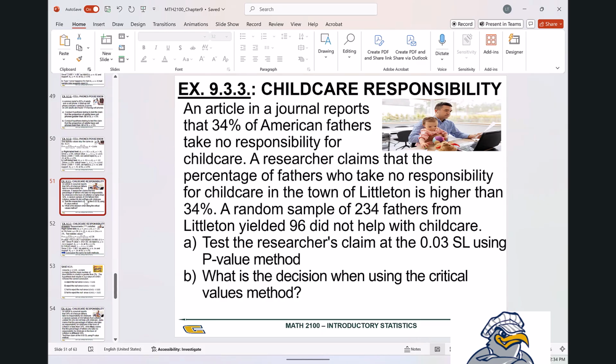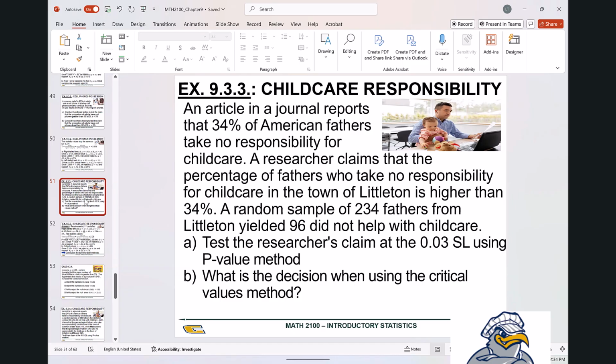Example 9.3.3, child care responsibility. Here, an article in a journal reported that 34% of American fathers take no responsibility for child care. And a researcher claimed that the percentage at the time is higher. Then he collected a sample of 234 fathers, and he found out that 96 did not have a check here. In part A, the researcher claimed a significance level 0.03 using the p-value method. And in part B, what decision when using the critical value method?